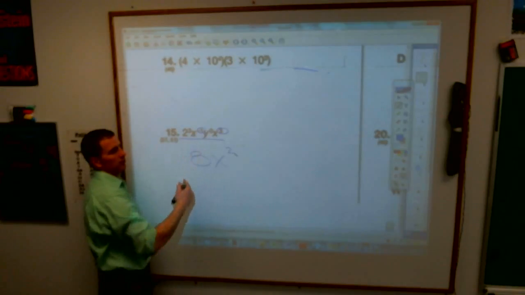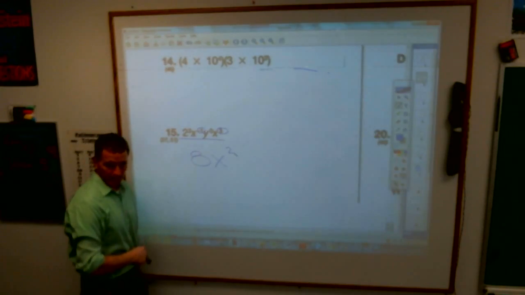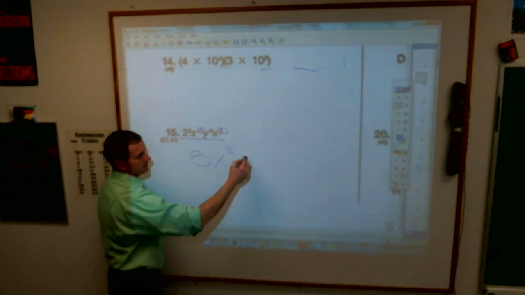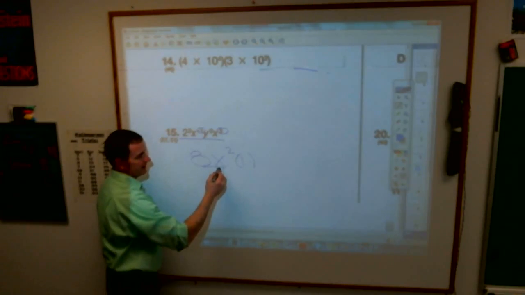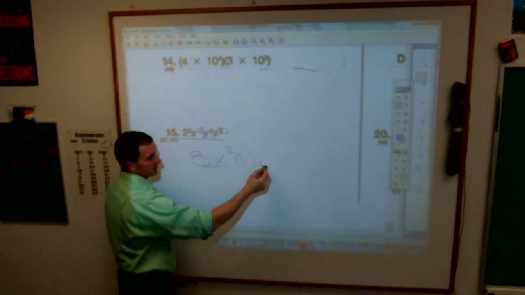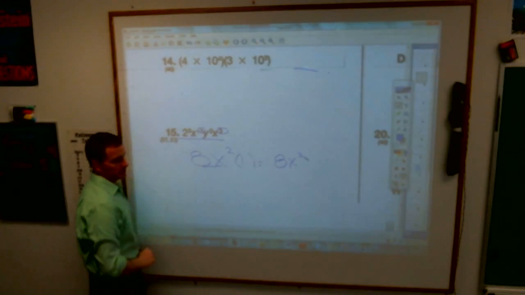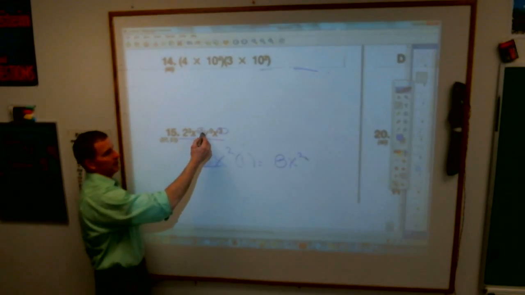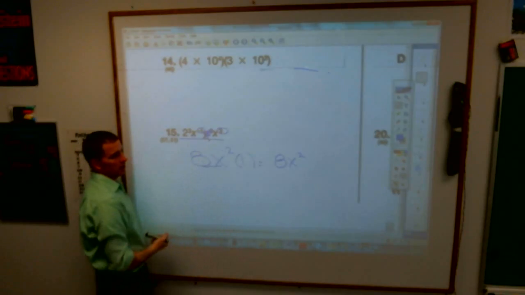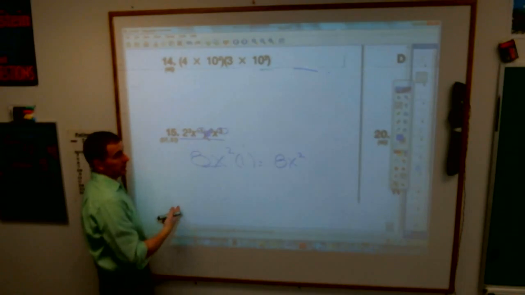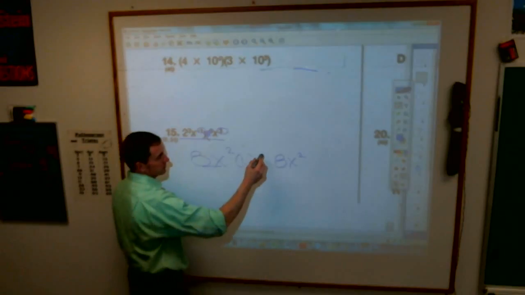And y to the 0 power, which is anything to the 0 power, is 1. Well, if I multiply 8x squared by 1, guess what I get? 8x squared. Multiplying by 1 does not change anything. So this y to the 0 power, in essence, just crosses off. It's a 1, but it ends up being 8x squared because you multiply by the 1.